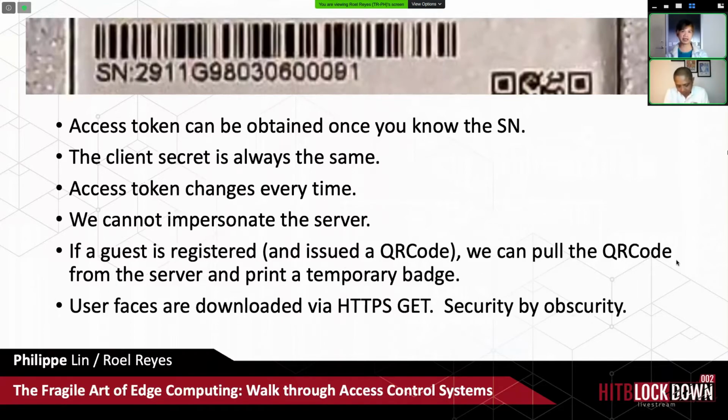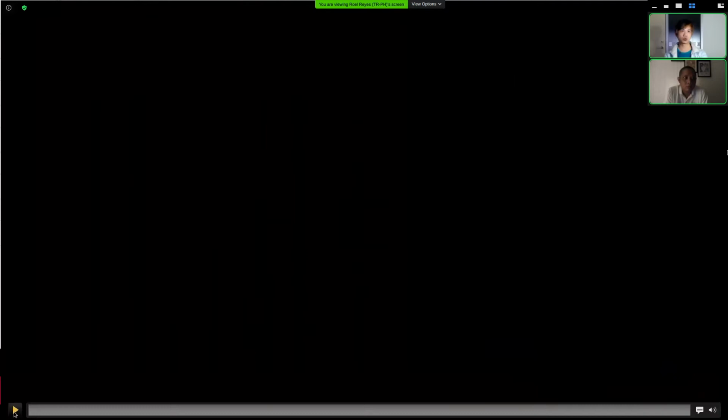And if a guest is registered on the system, we can actually get the guest's QR code and use a QR code generator. You're able to print yourself a badge and just log in. And the faces are downloadable with HTTPS GET. So it's a kind of security by obscurity. Let's see a demo.